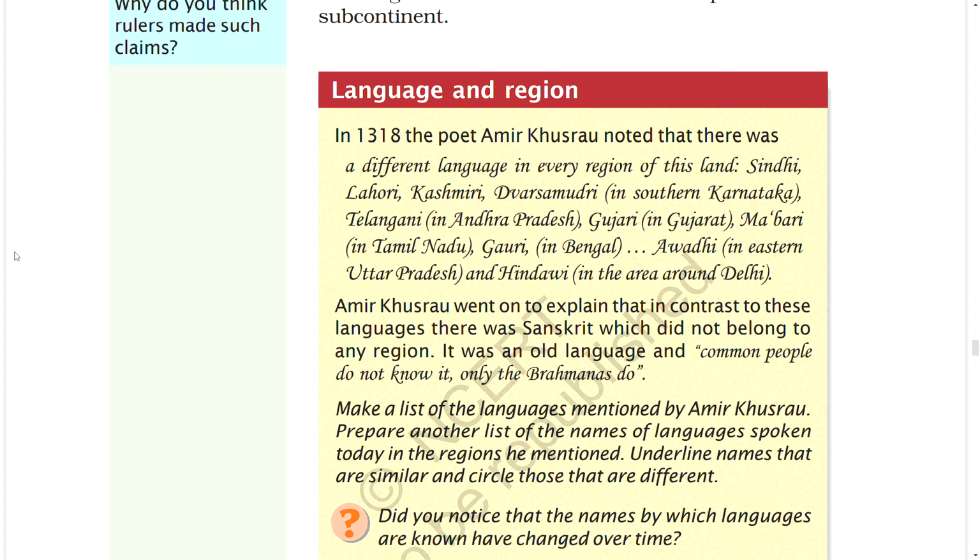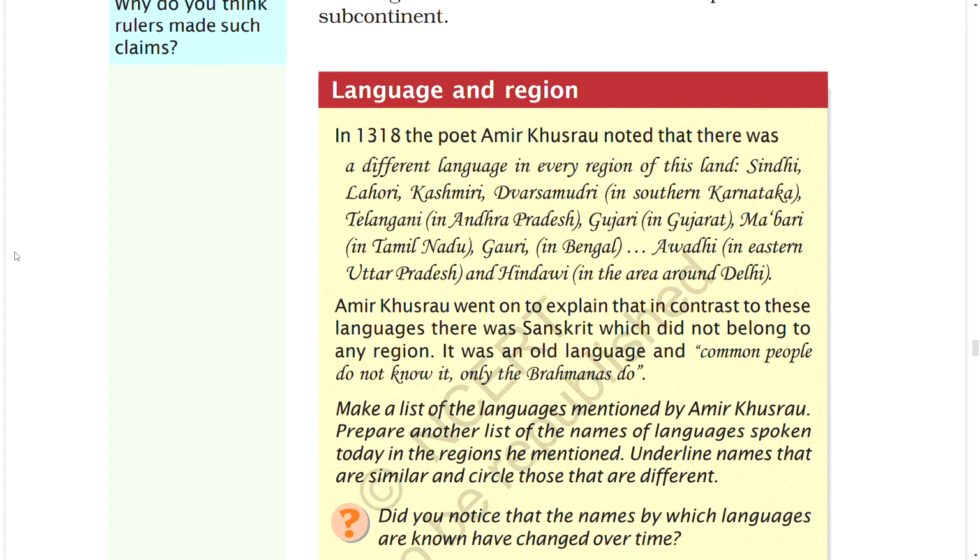Language and reign. In 1318, the poet Amir Khusro noted that there was a different language in every region of this land. Sindhi, Lahori, Kashmiri, Dvarasamudri in southern Karnataka, Telangani in Andhra Pradesh, Gujari in Gujarat, Mabari in Tamil Nadu, Gaudi in Bengal, Awadhi in eastern Uttar Pradesh, and Hindavi in the area around Delhi. Amir Khusro went on to explain that in contrast to these languages, there was Sanskrit, which did not belong to any region. It was an old language and common people do not know it.